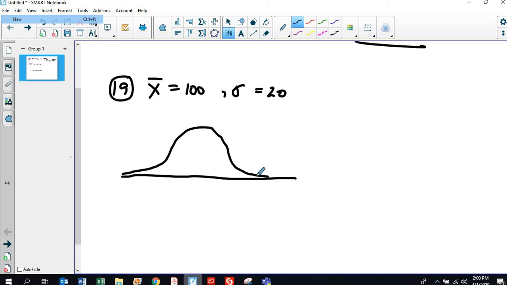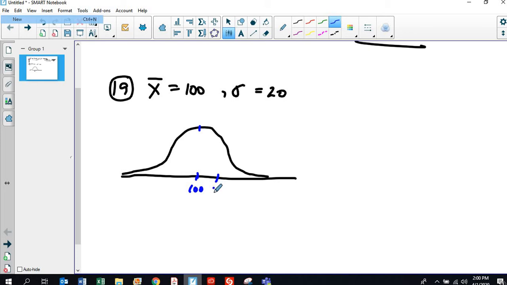So I'm not going to be picky if it's not perfectly symmetric or whatever. Just make sure that you get the points in the right spot and that kind of thing. So the mean happens at the highest point. This is the mean, okay? And so the mean is what? That's 100. And we have a standard deviation of 20, which means we're going to count by 20.